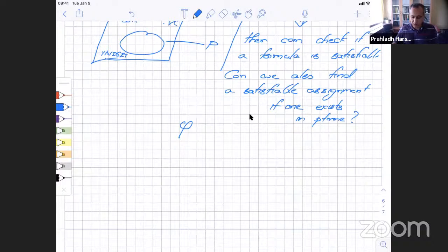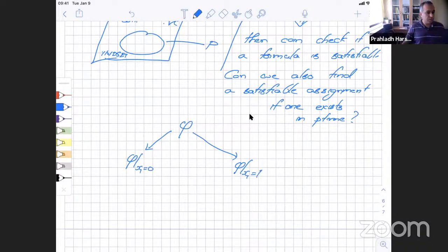Suppose I know it is satisfiable. Then I know that either phi with x1 set to 0 or phi with x1 set to 1 is satisfiable. So you ask the algorithm: is phi with x1 equals 0 satisfiable? If it is, you know there is an assignment which extends this. If it is not, you know the other one is satisfiable. Once you know this, you can further ask: is the formula with x1 equals 0, x2 equals 0 satisfiable?